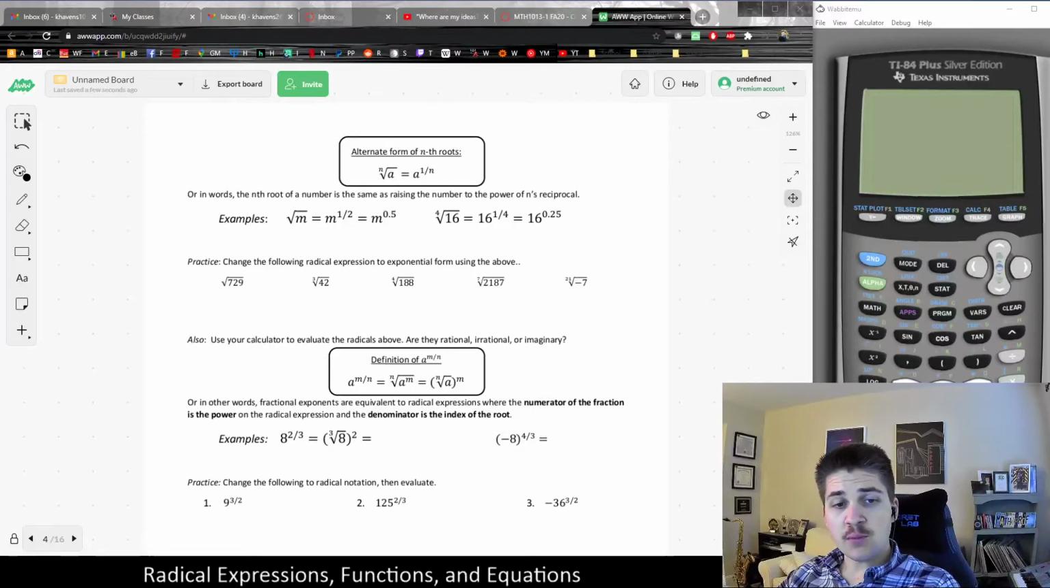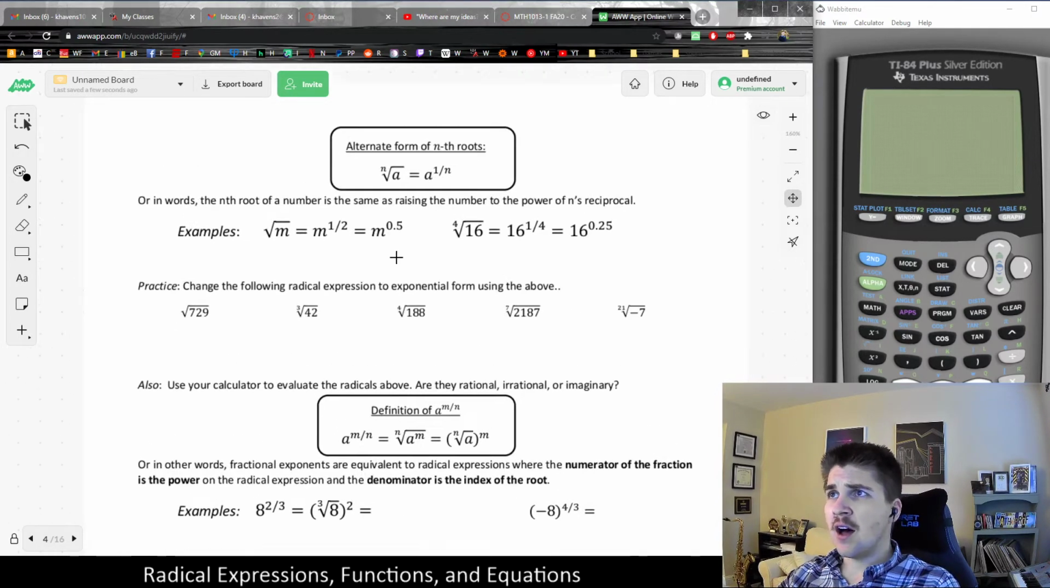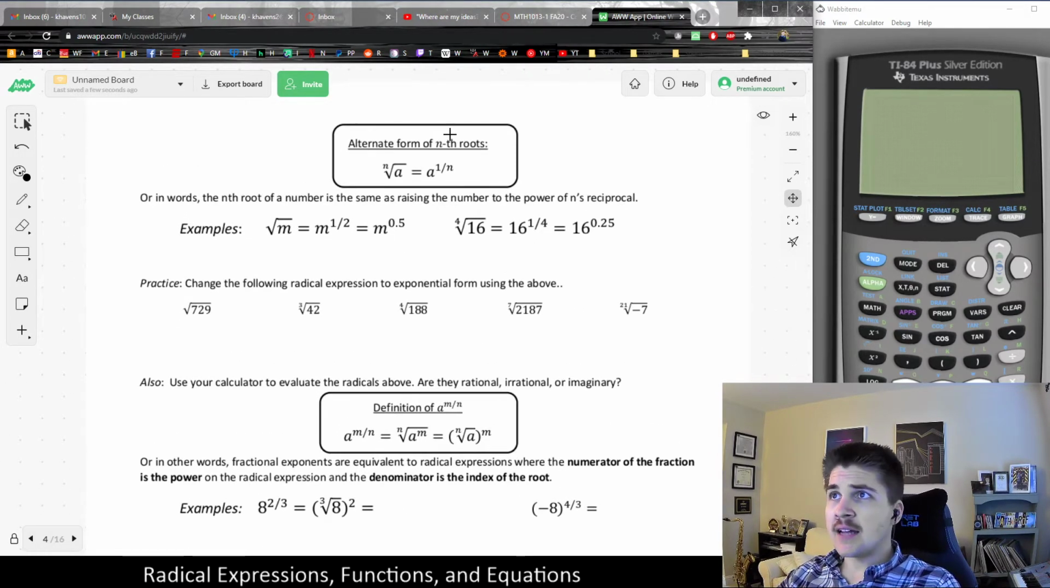Another way that we write roots in mathematics is by using a fractional exponent. As you can see by the definition on the next page of the packet, it says that the nth root of a number a is always equal to a raised to the 1 over n power. Like in a few of the examples here, say I had the square root of a number m, that's always equal to m raised to the 1/2 power, or if you want to change it to a decimal, m to the 0.5 power.